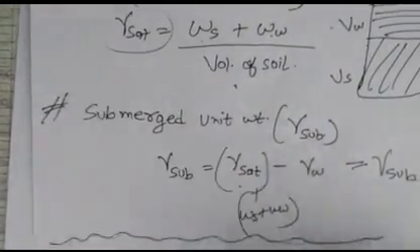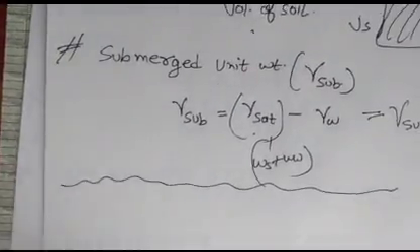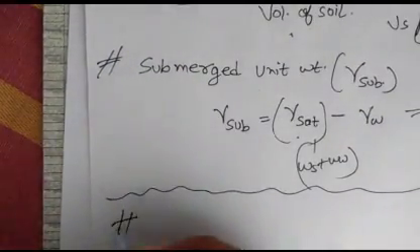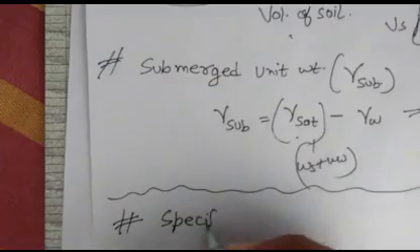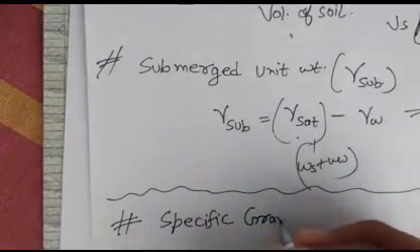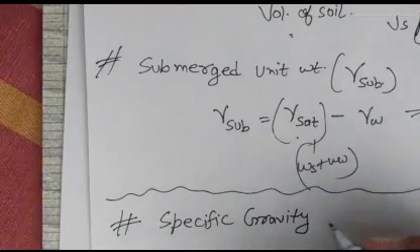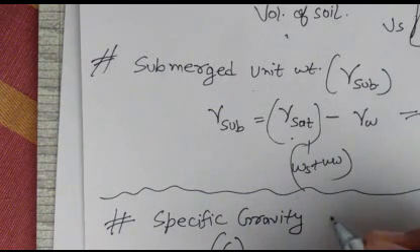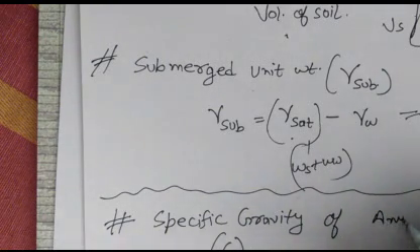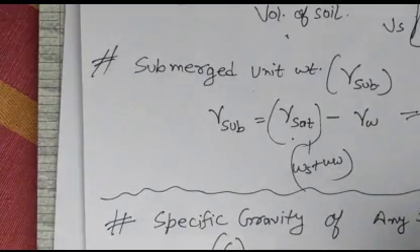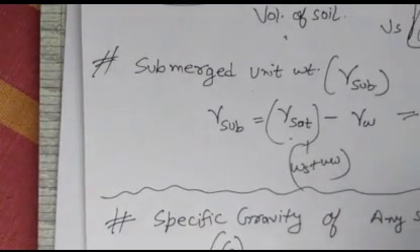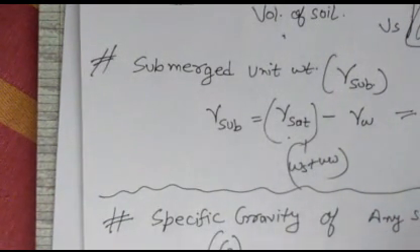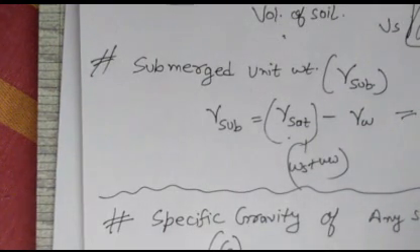Now we come to the last part of the important definitions, but these are the important ones. We have something called specific gravity, denoted by G. Now if I say specific gravity of any substance, what is it actually? It is the density or unit weight or mass density of that substance by the same density or mass density of water. That gives us the specific gravity of that substance.